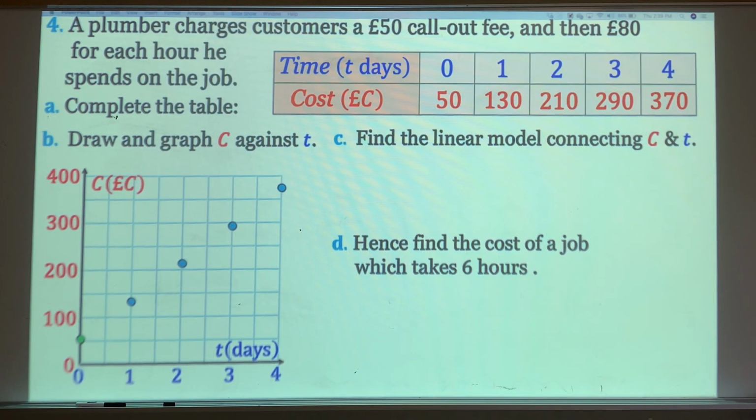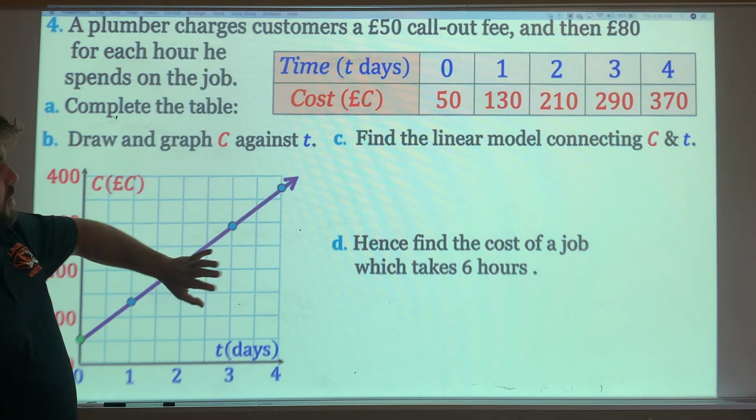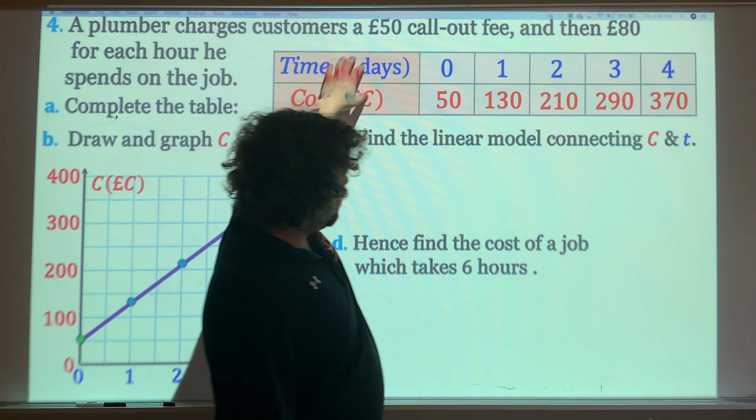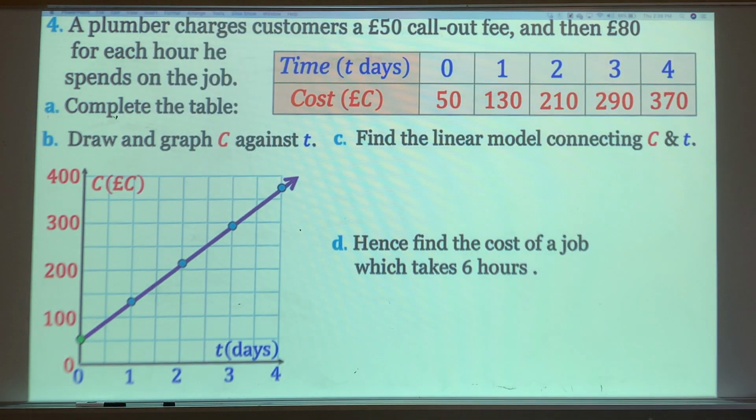Now, do you think this makes a straight line? Perfectly straight. That's a good linear model. So now we can actually create the linear model. I want to know numbers. I don't want to just know a picture. I want to be able to take this number, make an equation from it, and then predict what it's going to be after 6 hours.